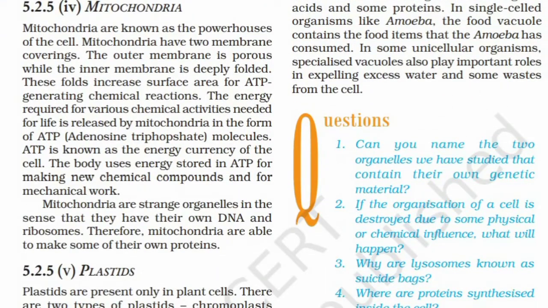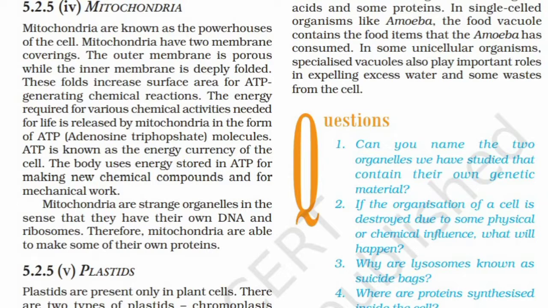Mitochondria are known as the powerhouses of the cell. Mitochondria have two membrane coverings. Now this organelle named mitochondria has how many membrane coverings? Two membrane coverings. And what are mitochondria? They are the powerhouses of the cell. The outer membrane is porous while the inner membrane is deeply folded. These folds increase surface area for ATP generating chemical reactions.